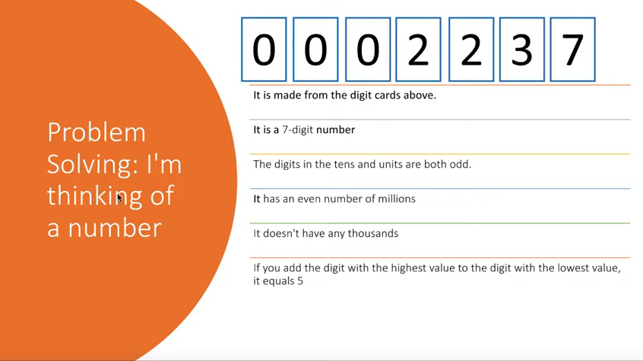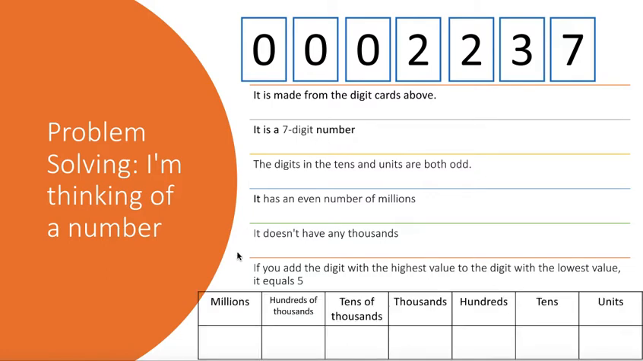Okay, I'm thinking of a number and it's made from the digit cards above. Got a 0, 0, 0, 2, 2, 3 and 7. It's a 7-digit number that we're looking for. So this time it's going to have units, tens, hundreds, thousands, tens of thousands, hundreds of thousands and millions, because that makes it a 1, 2, 3, 4, 5, 6, 7-digit number.